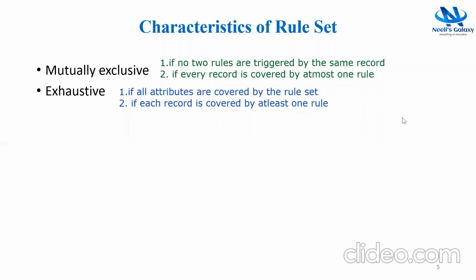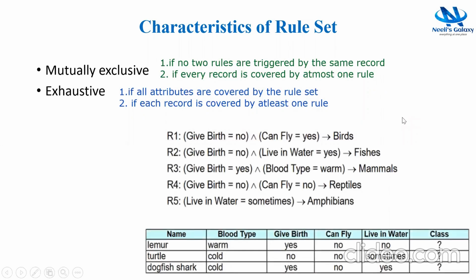Let us take an example to see such cases. Here, if you observe, we have three records. The first record triggers rule 3, and R3 is the only rule covered by the first record, so it can fire. So what is the class label of the first record? Mammal, because it leads to the mammal class. The class label of the first record is mammal.